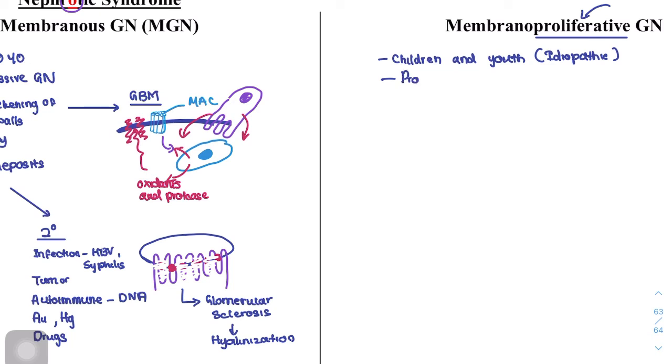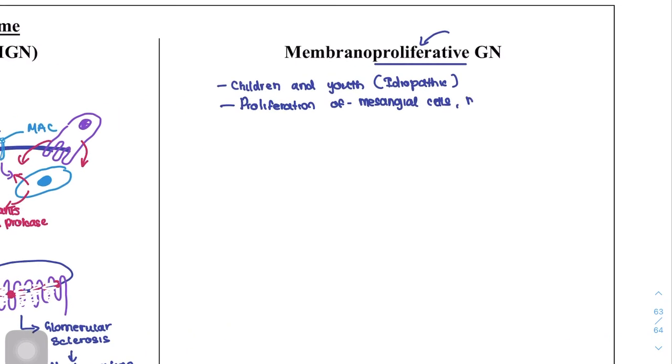And in this situation, you get proliferation of mesangial cells, matrix and glomerular basement membrane. And in this situation, you get both nephrotic and nephritic syndrome together.